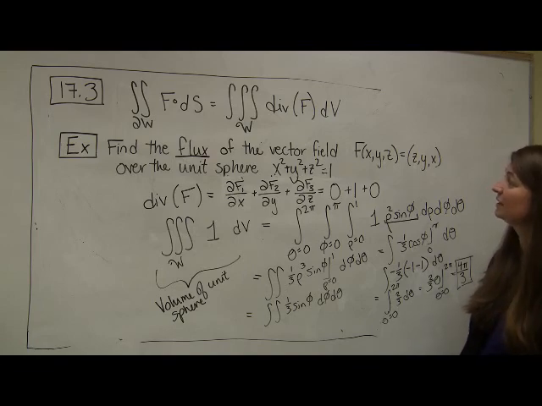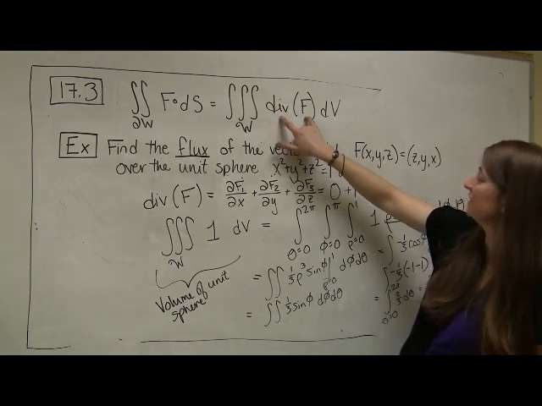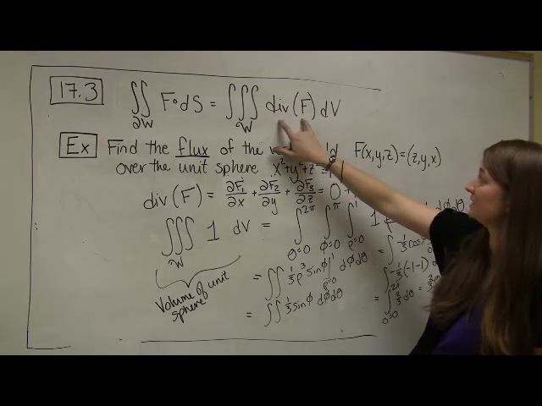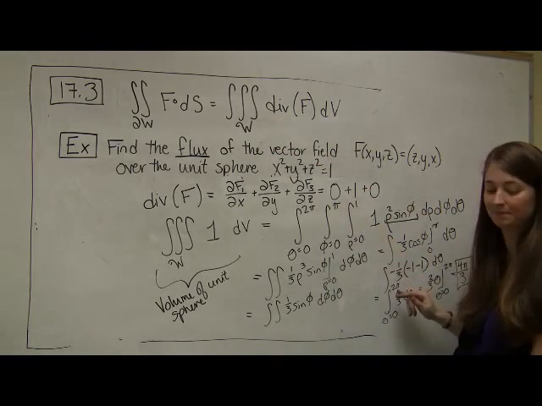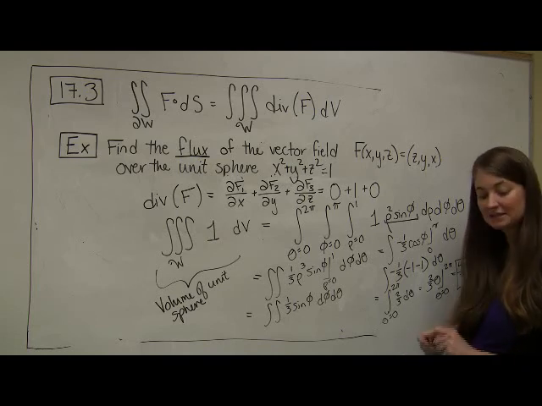So this was an easy way to compute the flux of this vector field because the divergence of F in this case was something really simple. It was a scalar. Even if it weren't a scalar, it would give us values that are relatively straightforward to compute.